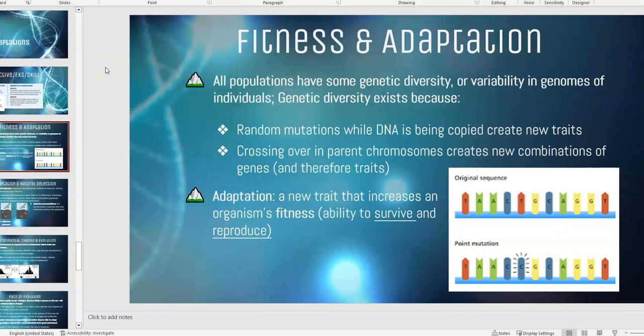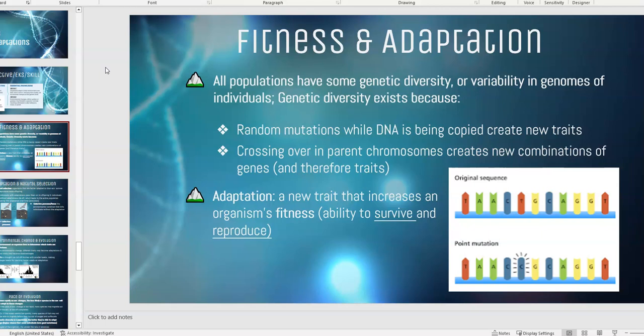Now, fitness is a word that we hear a lot. It's fitness and adaptation. Basically, all populations have genetic diversity, and the more genetic diversity, the better. And the reason this diversity exists, we haven't talked about this yet, is because even with organisms that might have very, very similar DNA, as DNA is being copied over and over and over again, random mutations occur in one individual that is not happening in another individual. And then when that individual goes on to reproduce, it passes those chromosomes, those new combinations, onto its offspring.